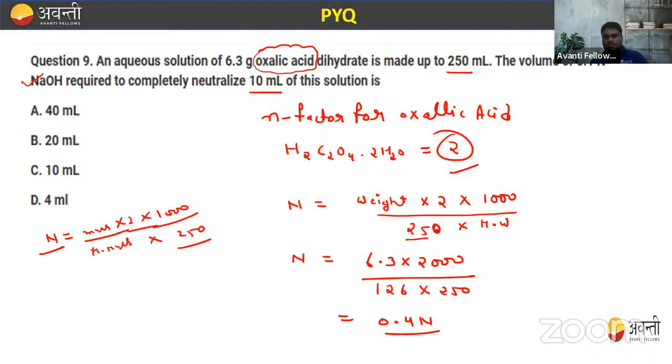Clear till here, everyone? How will you calculate the normality? We need to know the formula of normality, that is the mass of the solid divided by the equivalent mass. How will you calculate the equivalent mass? Molecular mass divided by the N factor.